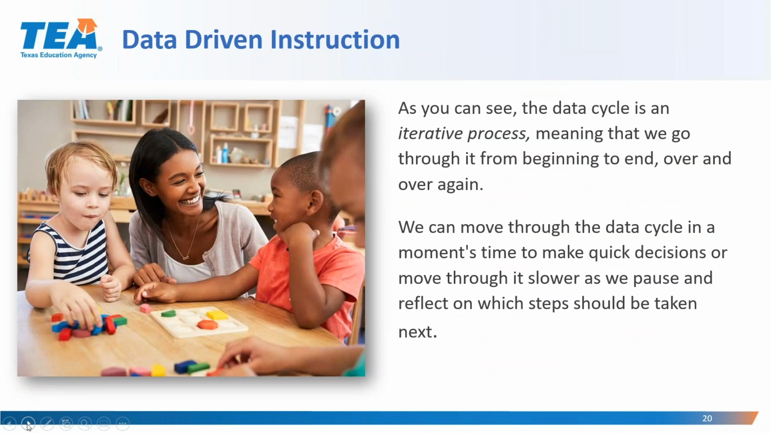So as you can see, the data cycle is an iterative process, meaning that we go through it from beginning to end over and over again. We can move through the data cycle in a moment's time to make quick decisions, or move through it much slower as we pause and reflect on which steps should be taken next.